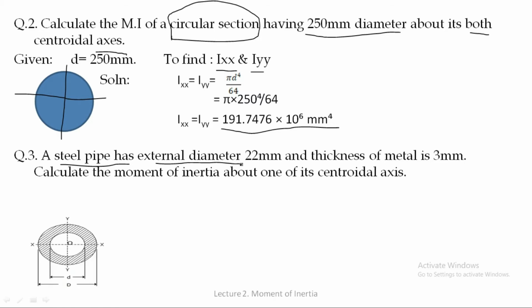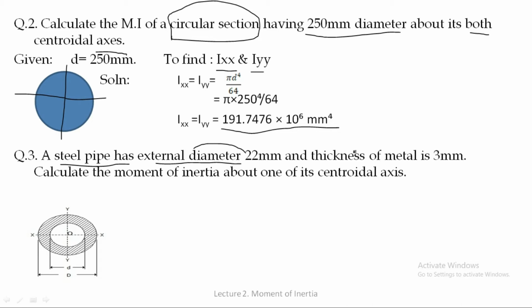So what we'll do? We'll draw a hollow circular section first. Okay. Then what is given? The external diameter is given. So external diameter, from this end to this end, is our external diameter, and its value is given as 22 mm.